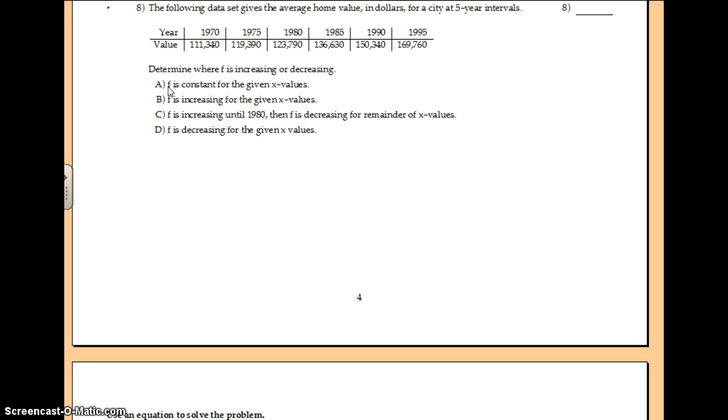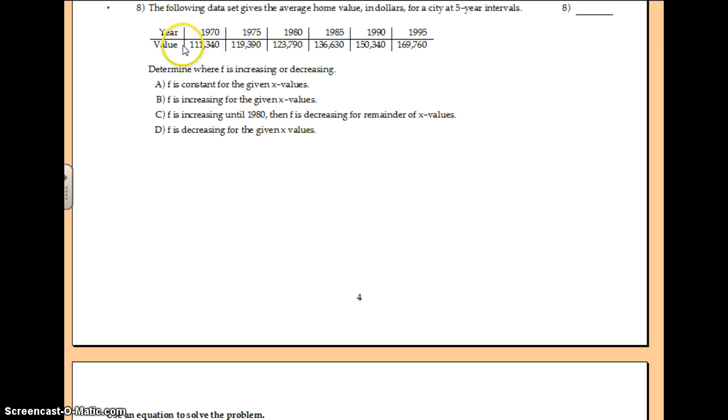F, which is the value, is constant for the given x values. So that means that it's unchanging depending on your x coordinates. And then B, it says the function is increasing for the x values. Well, as the x increases, our function values also increase. So I think B is a possibility.